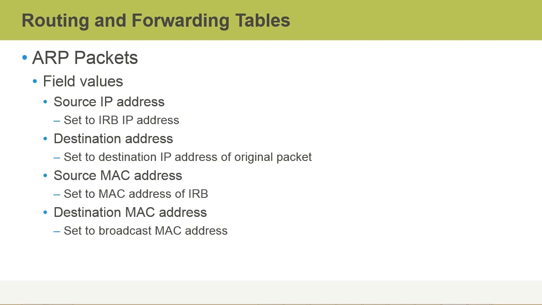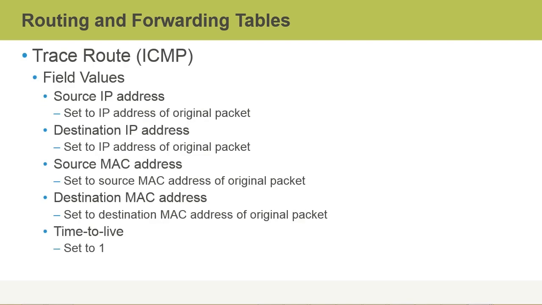So here we talk about some of the common fields that we find inside those ARP messages. There's a source IP address field, there's a destination IP address, there's a source MAC address field, and a destination MAC address field that contain the related information about the source system or the destination system.